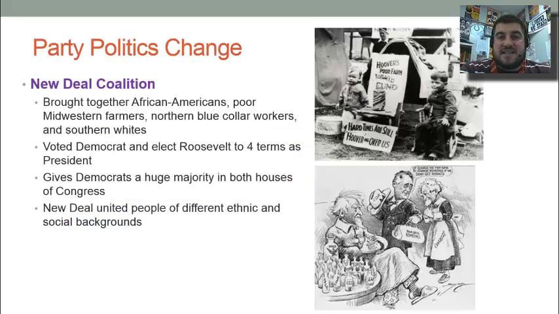And the party politics change due to the Great Depression. So this New Deal coalition brings together African Americans, poor Midwestern farmers, northern blue-collar workers, and southern whites. People who would have never been politically aligned before are now aligned because of the New Deal. These are Democrats. These 4 groups of people, and it's important to know this, vote Democrat and elect Roosevelt to 4 terms as president. They give the Democrats a huge majority in both houses of Congress, so it's easy to get things done, and they unite people of different ethnic and social backgrounds.